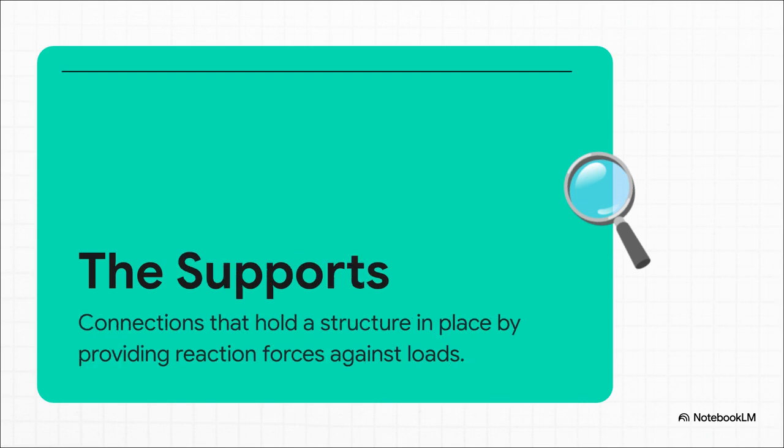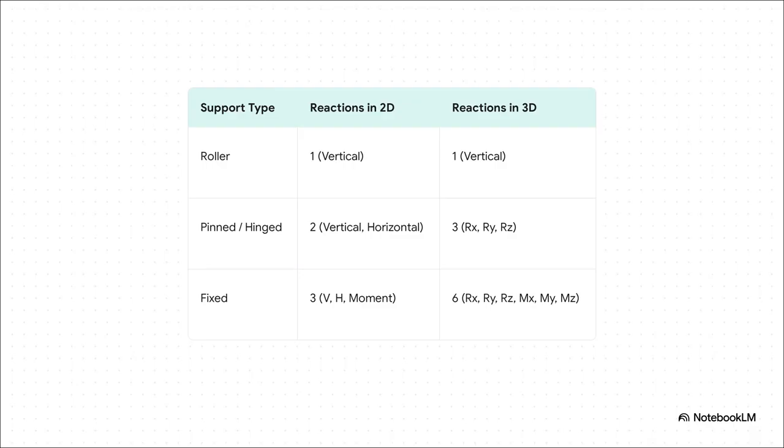And a third and super important element is supports. These are the connections that hold a structure firmly in its place. The supports provide reaction forces that push back against the loads, which is what keeps the whole thing stable. Now, what's really interesting on this slide is that different supports offer different levels of resistance. As you can see, a roller support only gives one vertical reaction, while a fixed support provides three reactions: vertical, horizontal, and a moment. This concept is absolutely crucial, especially when it comes to your exams.